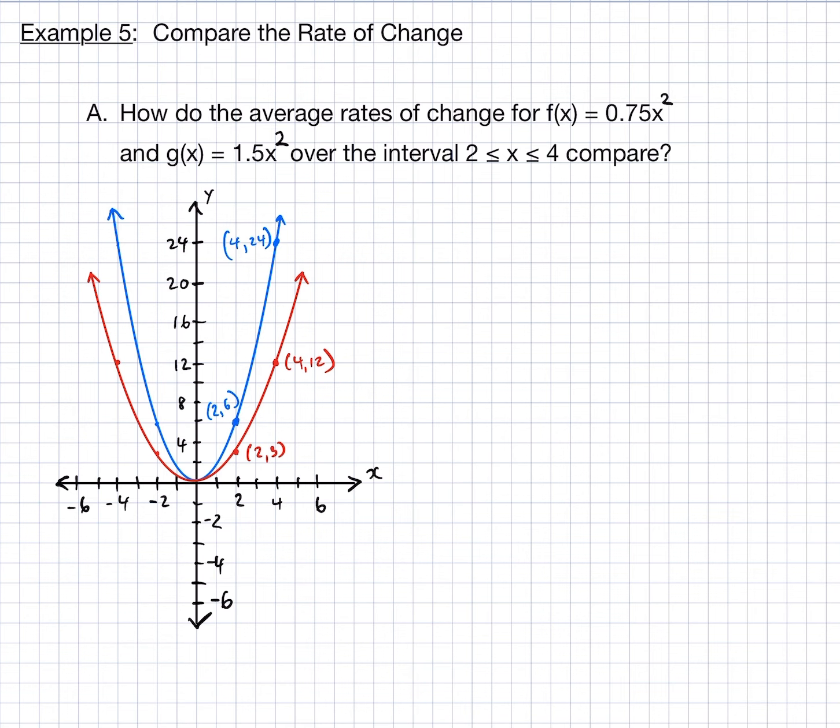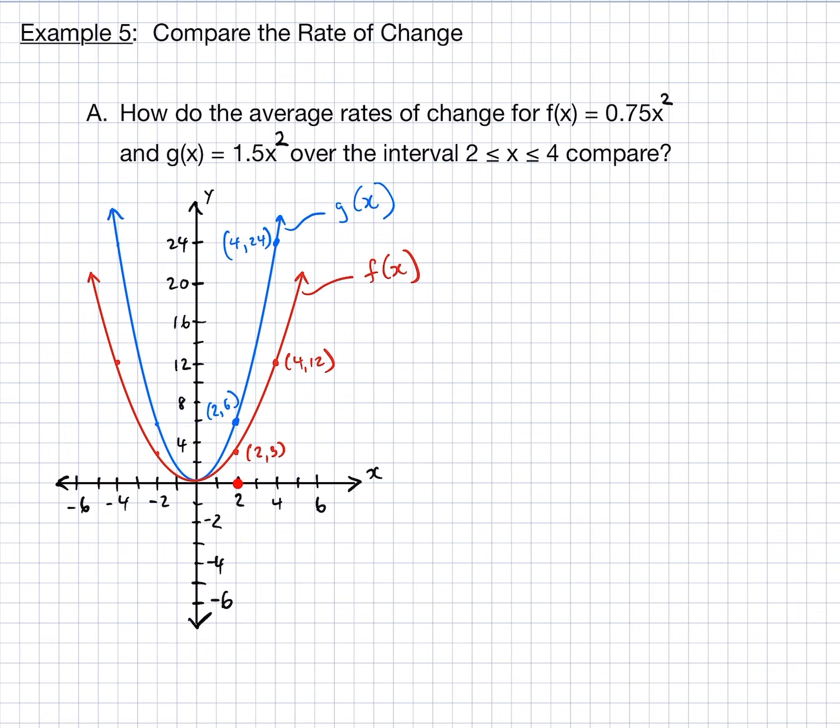Okay, so if you recall from an earlier example, this coefficient is smaller than this one. So if the coefficient is smaller, that means that the function is going to be wider. So between these two, this function is our f of x, and therefore this function is our g of x. Okay, so we're looking at the rate of change over the interval 2 to 4, where x is greater than or equal to 2, and less than or equal to 4.